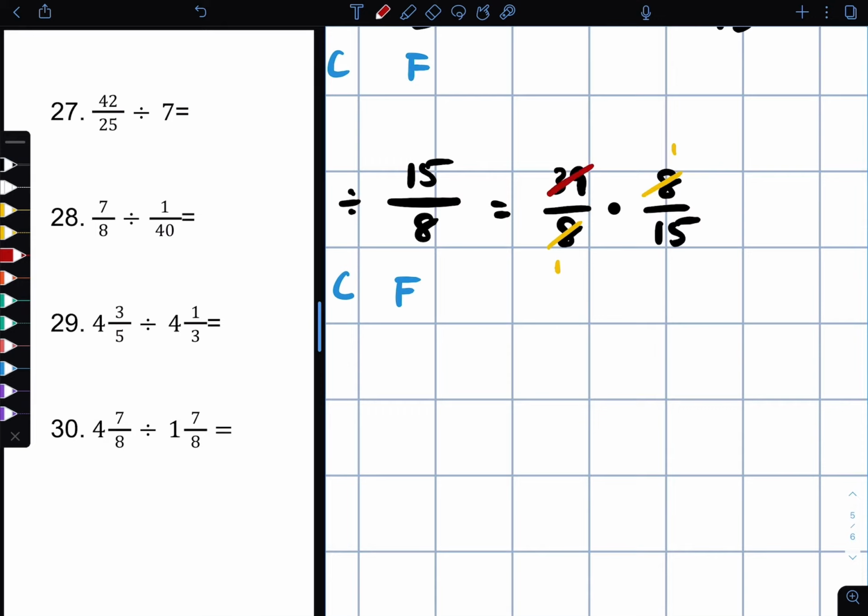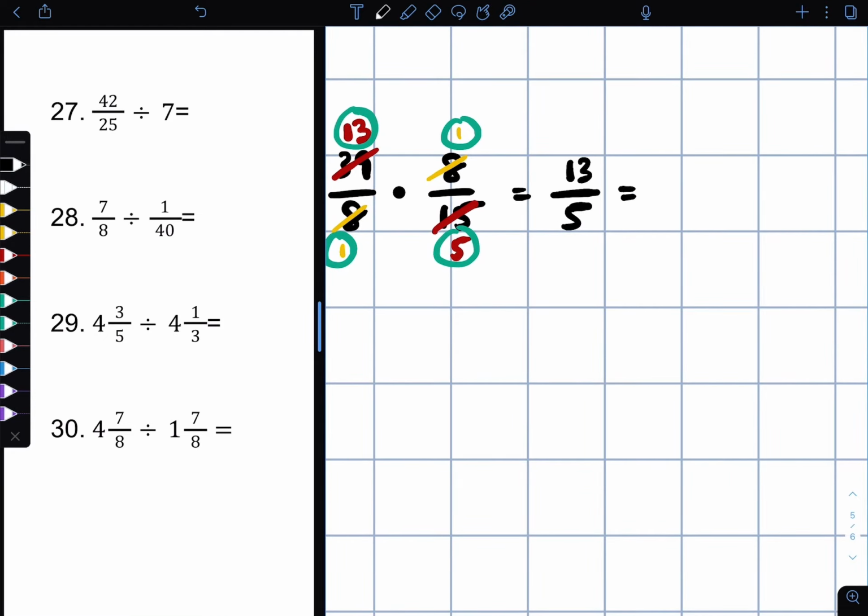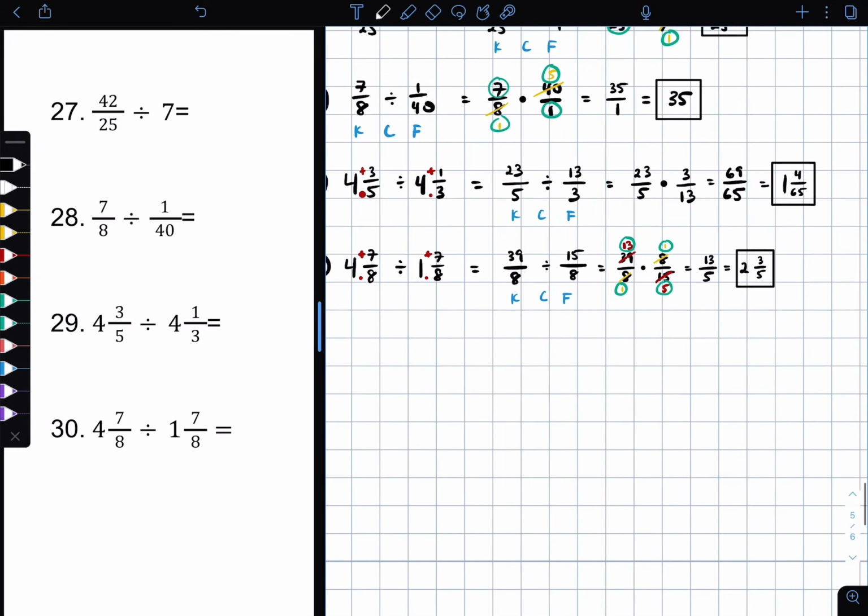And then 39 and 15, you can divide them both by 3. And 39 divided by 3 is 13, and then 15 divided by 3 is 5. And so 13 times 1, and then 1 times 5. 13 times 1 is going to be 13, and then 1 times 5 is 5. And as a mixed number, 5 goes into 13 2 times, with 3 left over, so it's going to be 2 and 3/5. That would be the mixed number version of this one.